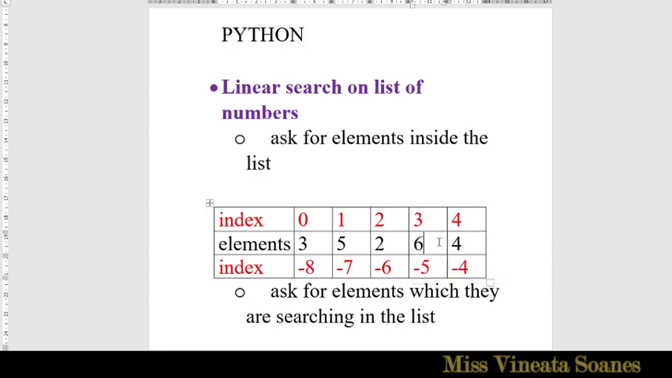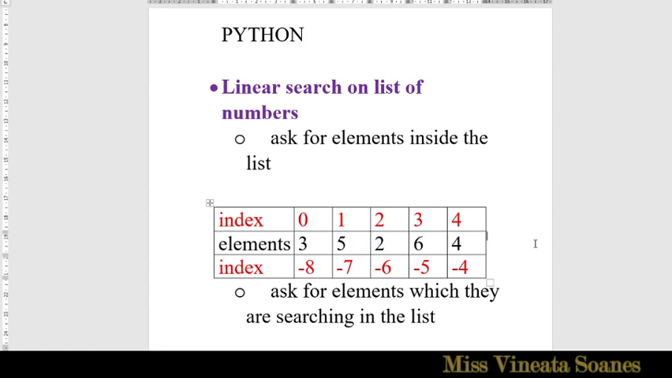If, suppose, you're searching for 6, then your program should say something like 6 is found in index number 3. Or suppose you're searching for 5, then your program should give the output as 5 is found in index 1. It can be any element, in any size as well, but linear search means we are searching one by one.